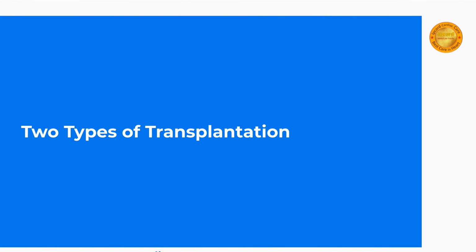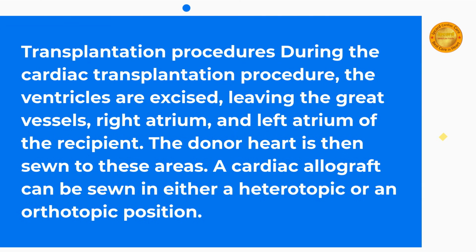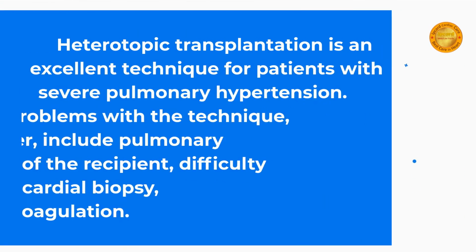Two types of transplantation procedures. During the cardiac transplantation procedure, the ventricles are excised, leaving the great vessels, right atrium, and left atrium of the recipient. The donor heart is then sewn to these areas. A cardiac allograft can be sewn in either a heterotopic or an orthotopic position.